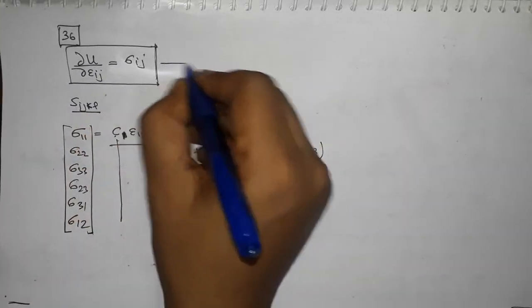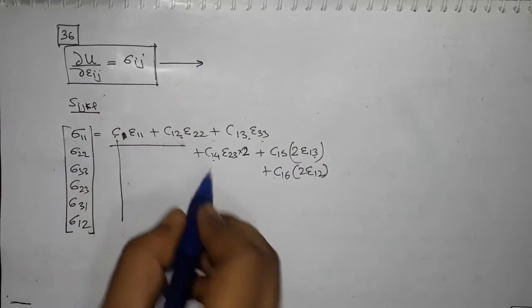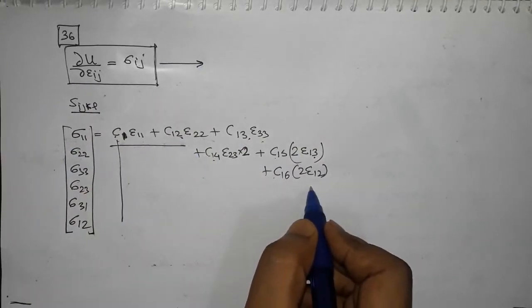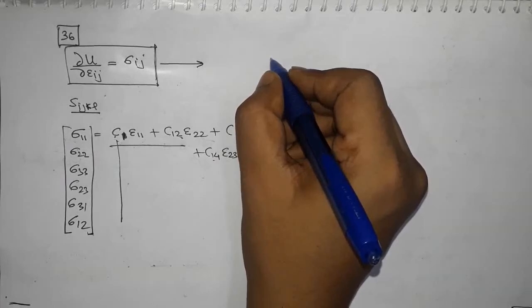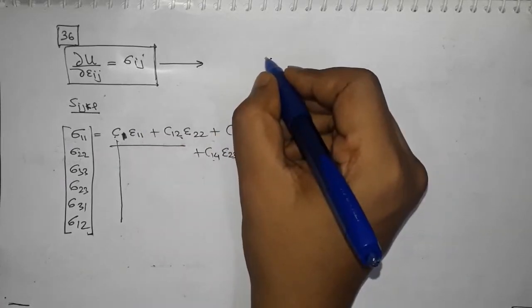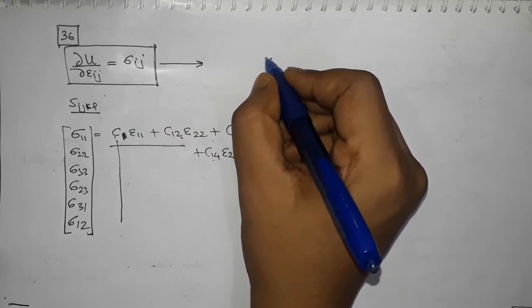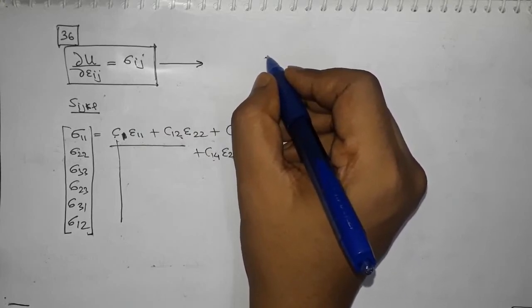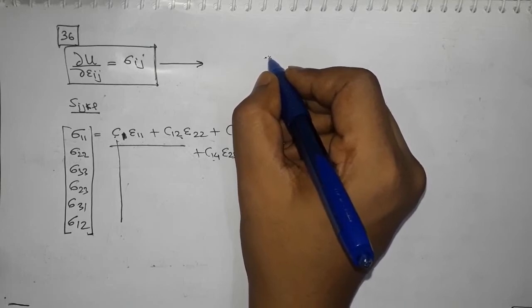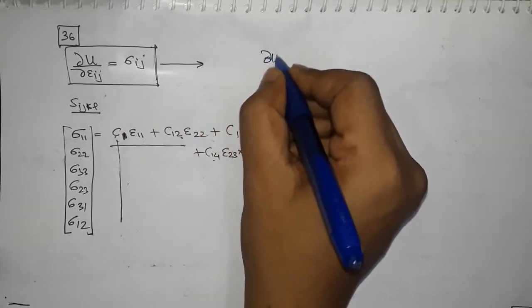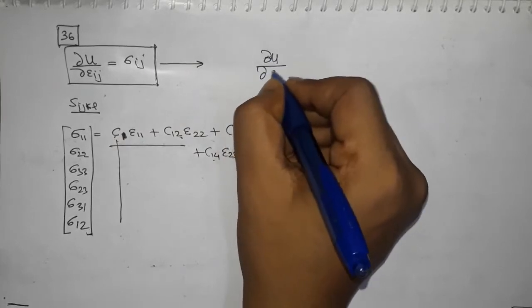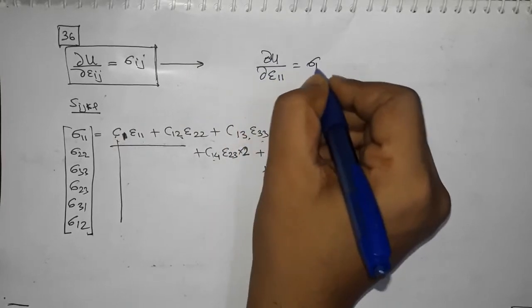and then we can utilize this information here. You have the expression for sigma 11 now, right? So now if I take the first derivative of sigma 11, okay, we know that if we take the first derivative of energy, let's say del U with respect to epsilon 11, we will get sigma 11, right?